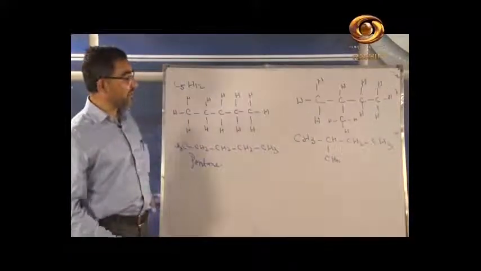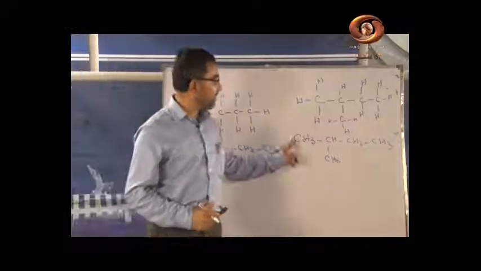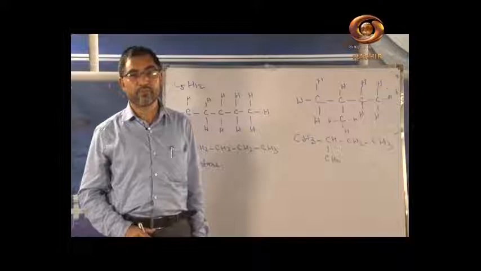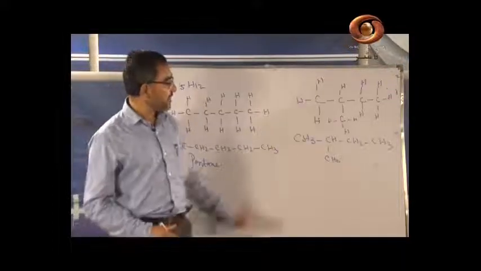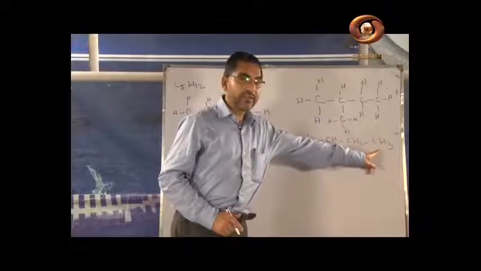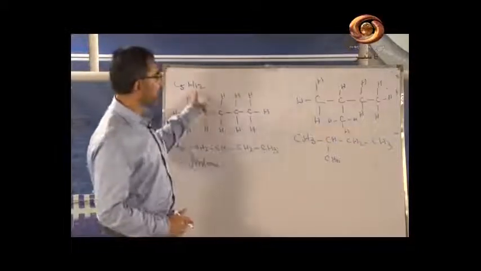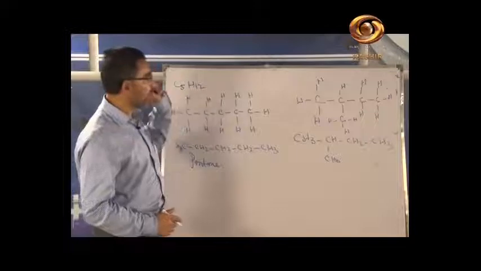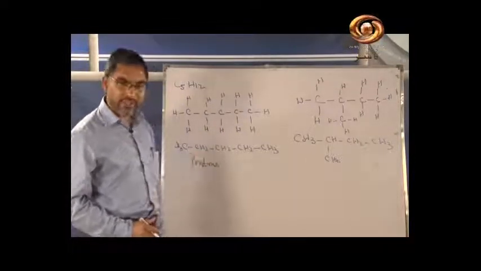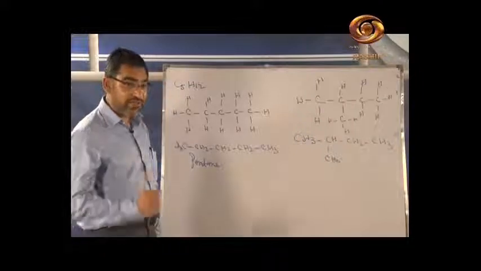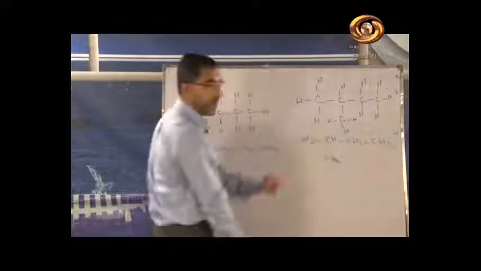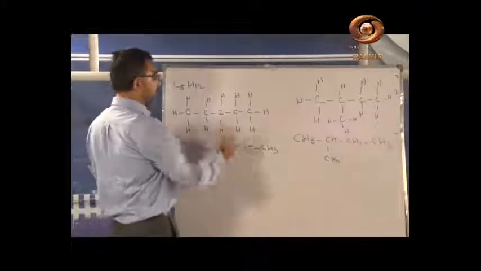One thing is common: there are 5 carbons. If you count 1, 2, 3, 4 and 5, carbons are there in the compound again. And how many hydrogens are there? 3 plus 1 plus 2 is 6, 6 plus 3 is 9, plus 3 is 12. So there are 12 hydrogens and 5 carbons in the compound. But are both compounds the same? No, they will never be the same, because here in the parent chain we have only 4 carbons, but there in the parent chain we have 5 carbons.